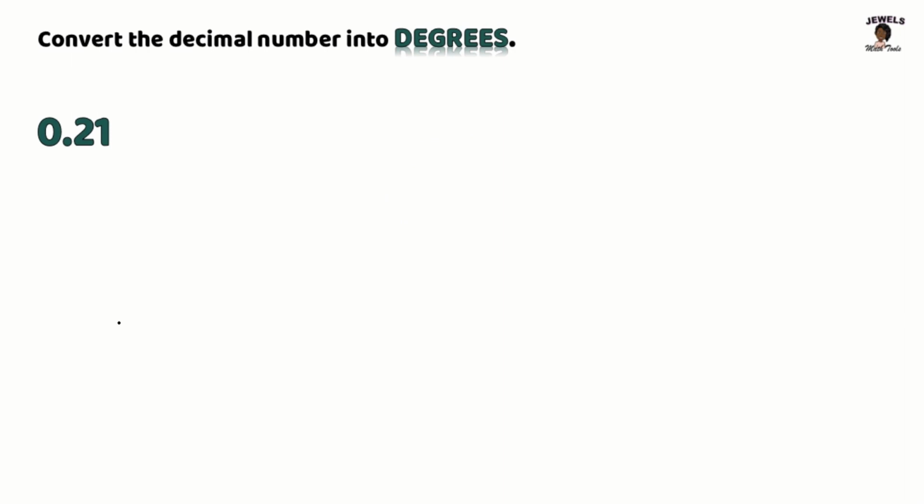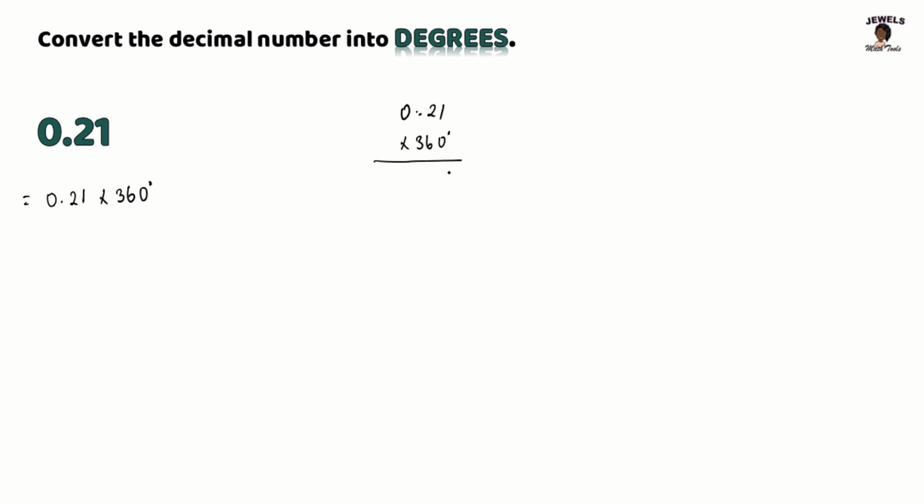Okay, so let's try a second example. You can feel free to pause the video, convert 21/100ths into degrees, and then unpause it to see if I got the exact same answer that you did. Okay, so let's begin our multiplication. Again, remember that our 21/100ths is being multiplied by our revolution, which is 360 degrees. So 0.21 times 360 degrees.